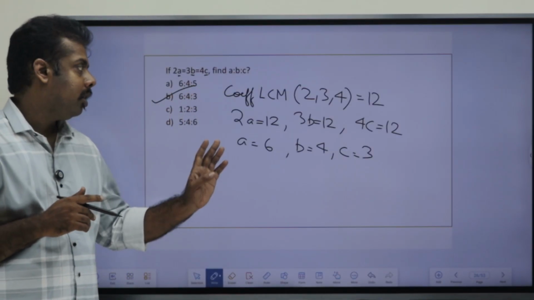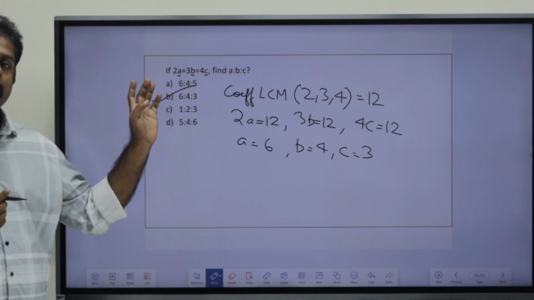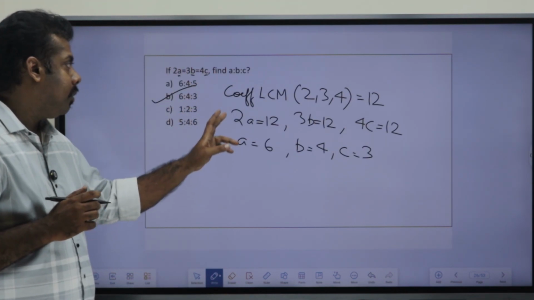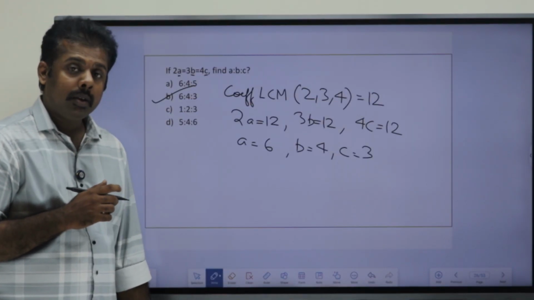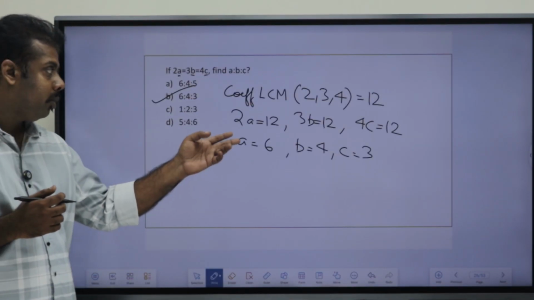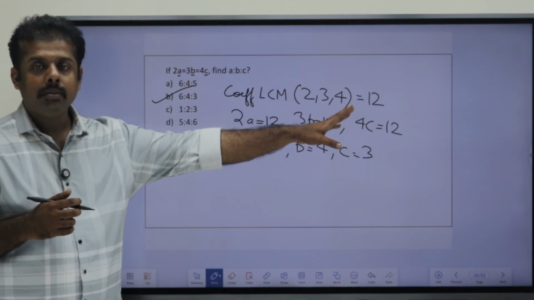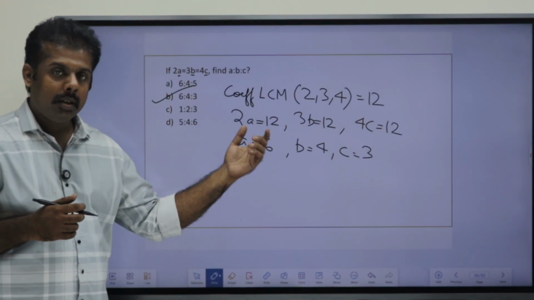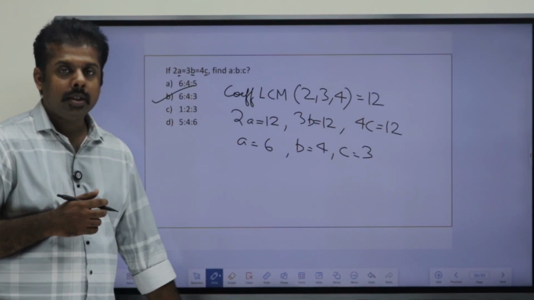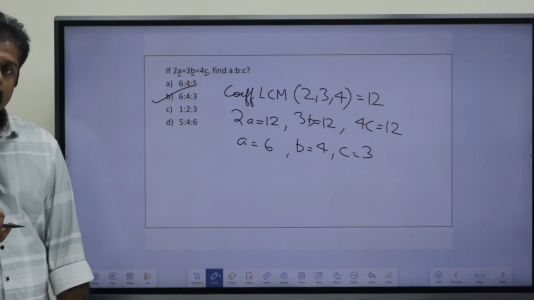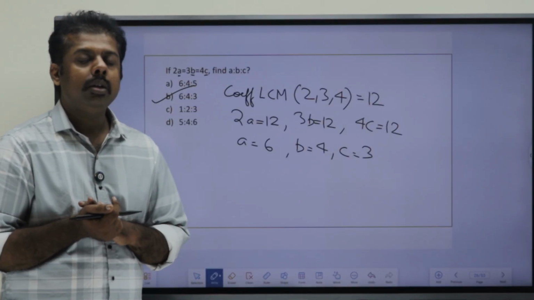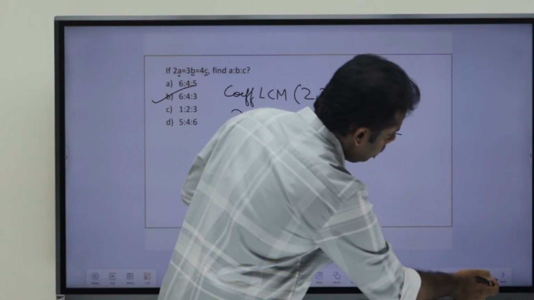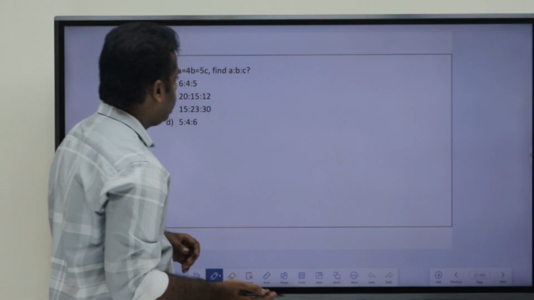So two steps, like we said. The first step, take the LCM of the coefficients. We had the coefficients here as 2, 3 and 4. So taking the LCM gives us 12. Now relating every term with the LCM to get the ratios as 6 is to 4 is to 3. I hope that you got the solution part here. Now I think we can move to the next question.